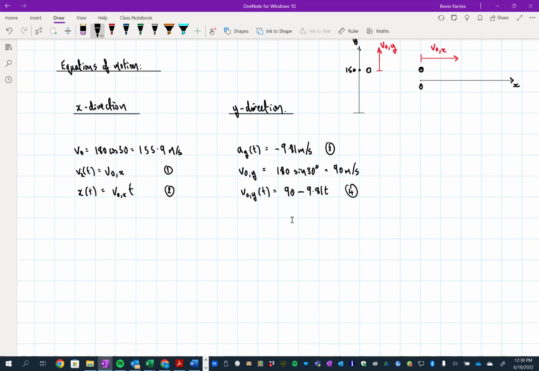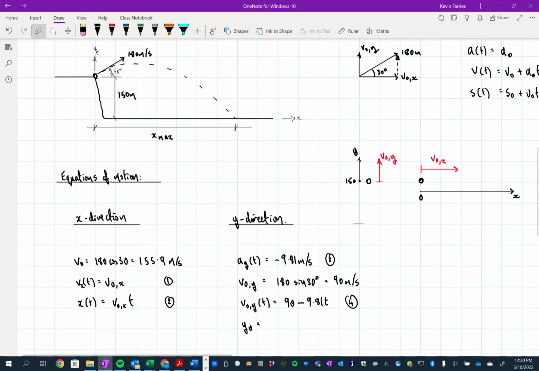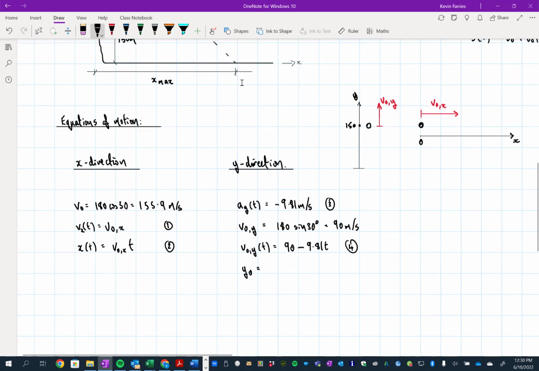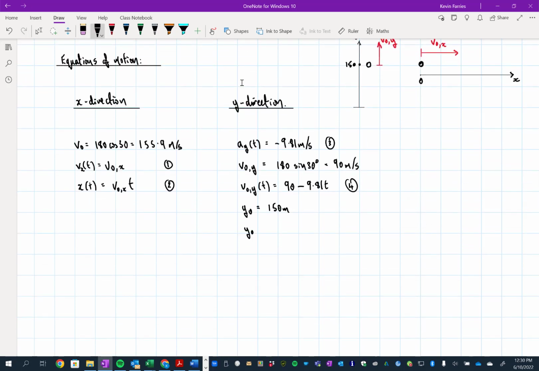And then, what else are we left with? So we want to find y. Now, y naught, we could choose y naught as 0, and then this would be minus 150, but let's just take y naught as 150, so it's starting 150 above ground level. We'll take ground level as 0, so we'll just write this out, y naught is equal to 150 meters.